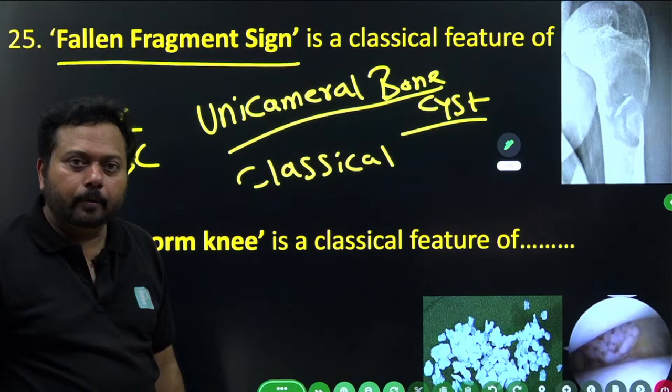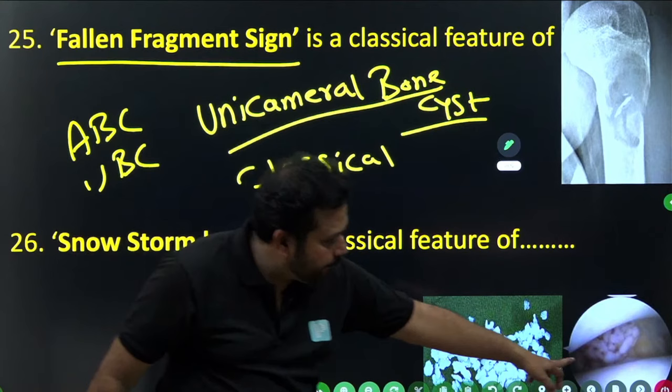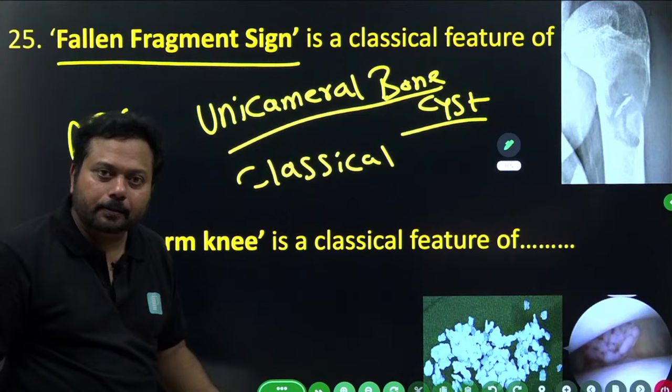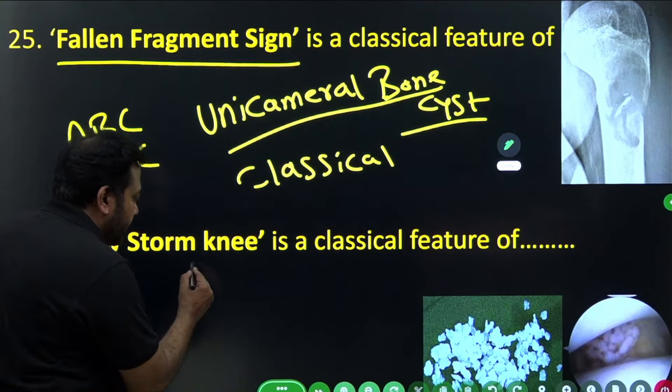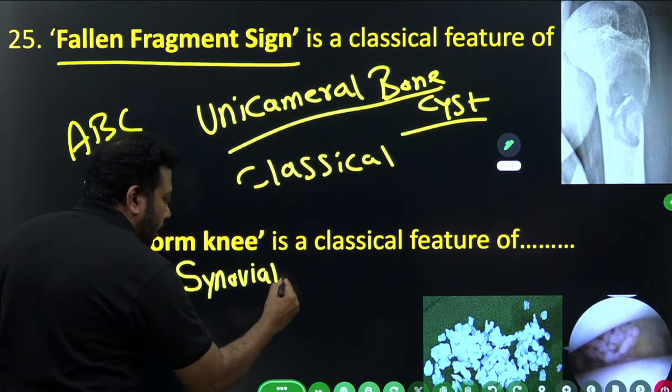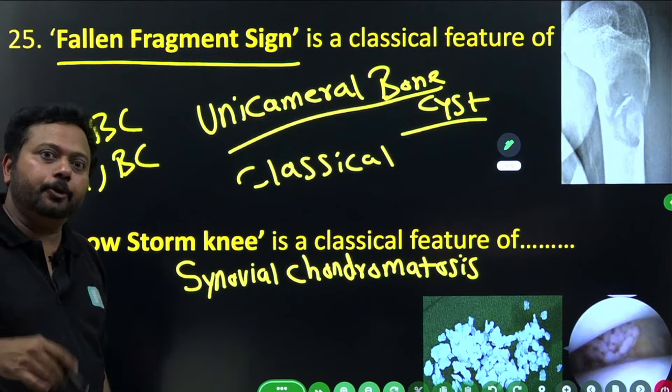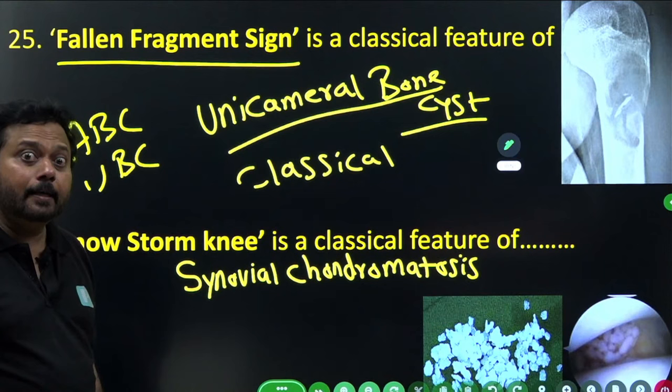What is the diagnosis? In which situation is it seen? I am able to see a snowstorm-like thing through the arthroscope. I took this outside and kept it on a green color towel, and I was able to see small white pieces like a snowstorm. So snowstorm knee is a classical feature of synovial chondromatosis. It's a synovial lining cell tumor. Synovial chondromatosis is the diagnosis for the word snowstorm knee.